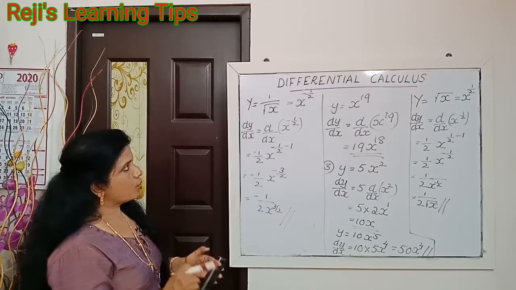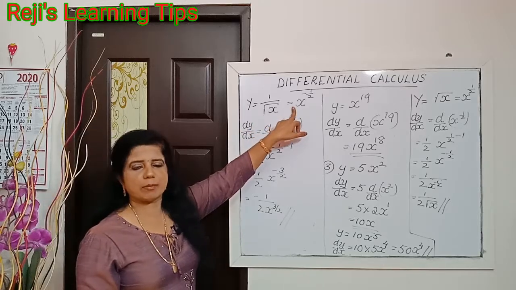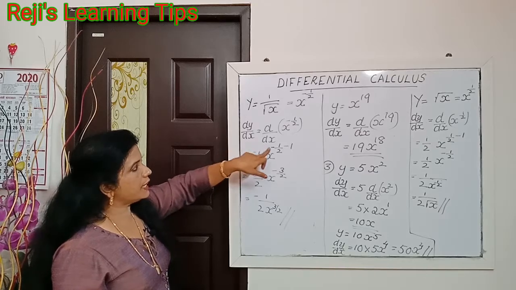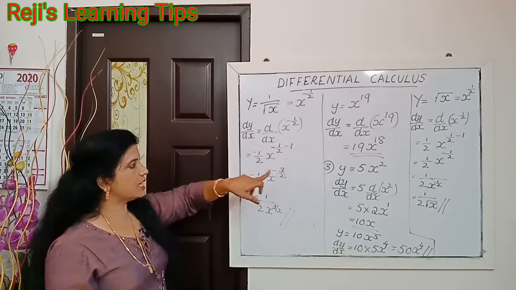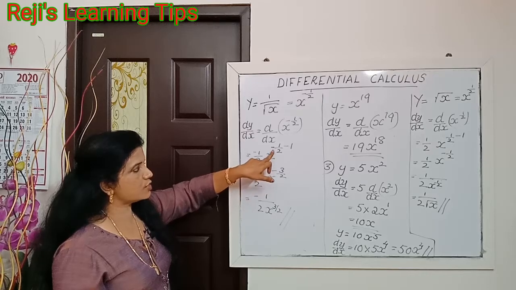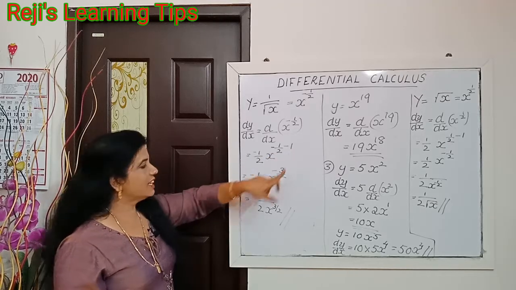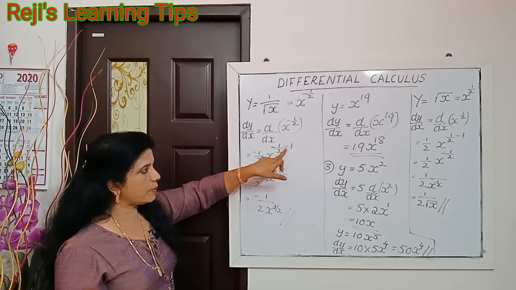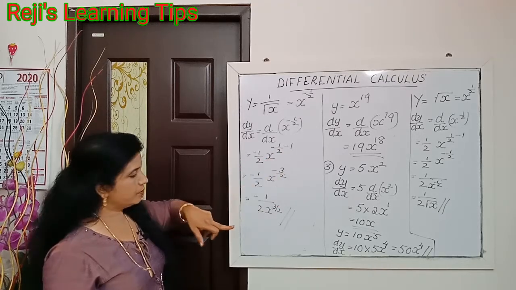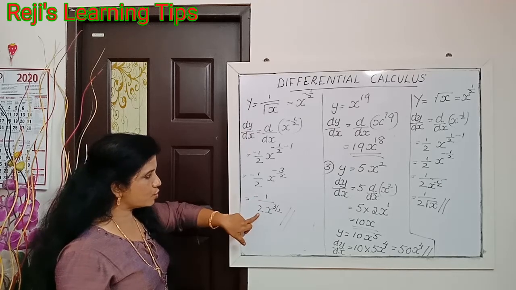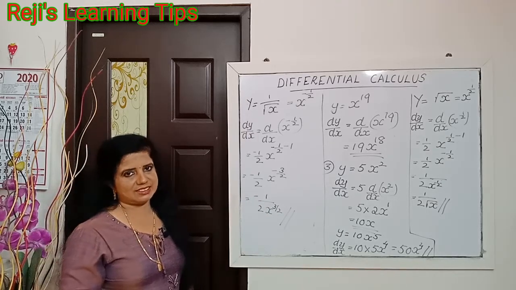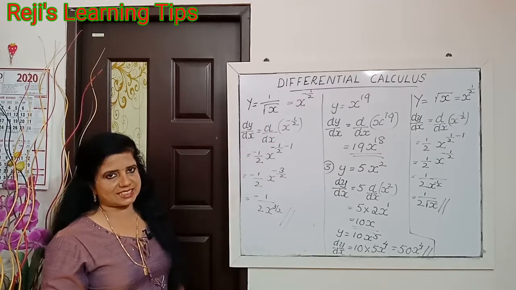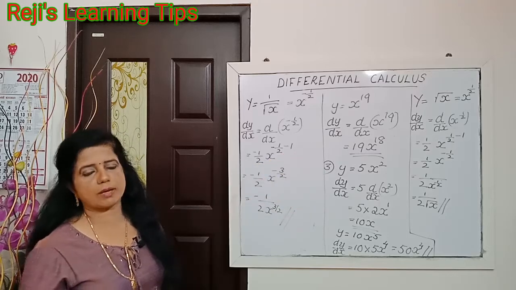Okay, 1 by root x is x raised to minus 1 by 2. Then d by dx of x raised to minus 1 by 2 is equal to minus 1 by 2 into x raised to minus 1 by 2 minus 1. That is equal to minus 1 by 2 into x raised to minus 3 by 2. Then minus 1 by 2 x raised to 3 by 2. That is the derivative of 1 by root x. The derivative of root x, that is 1 by 2 root x.